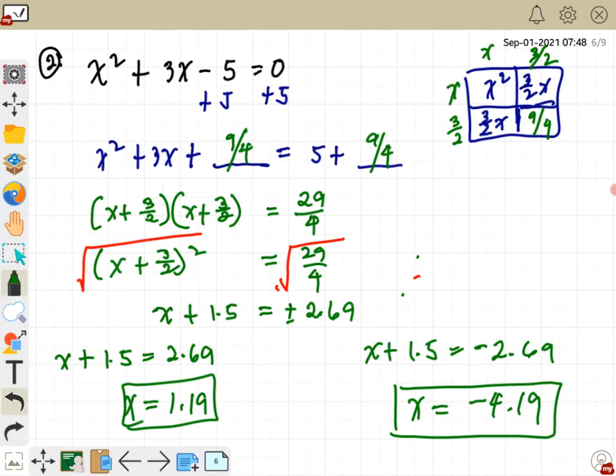Okay, the solutions of our equation are 1.19 and negative 4.19. So that is basically how we solve it by completing the square.